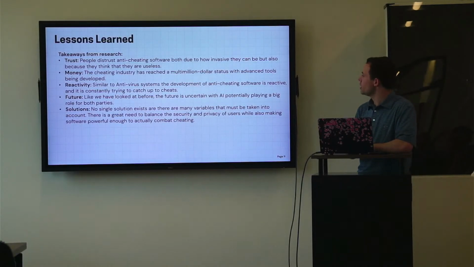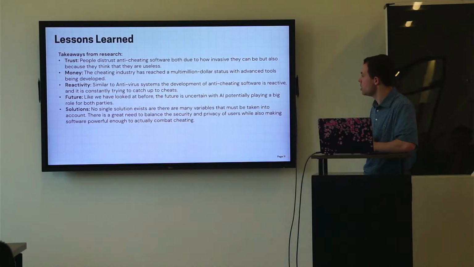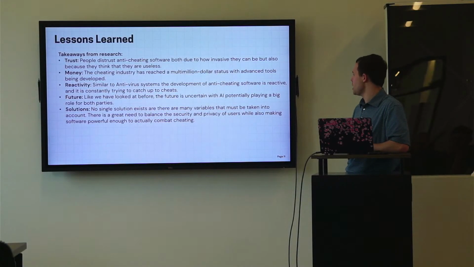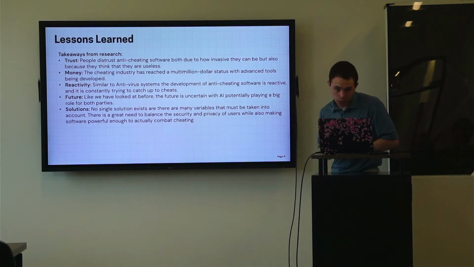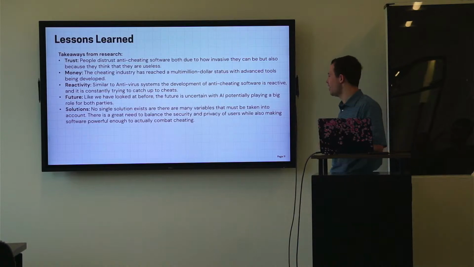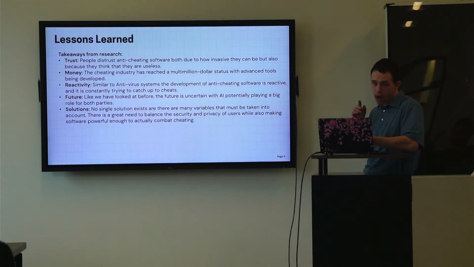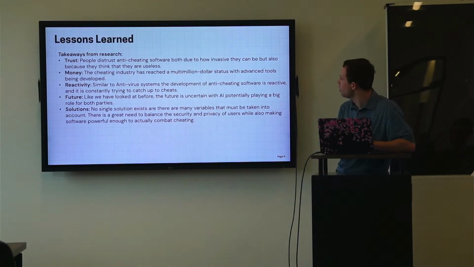Reactivity: similar to antivirus systems, the development of anti-cheating software is reactive, so it is constantly trying to adapt and evolve to catch up with the cheaters. The future is very uncertain, with the advancement of AI technology potentially playing a huge role. Solutions: there is no single solution. There are many variables that must be taken into account. There's a great need to balance the security and privacy of users, while also making the software actually work and powerful enough to combat cheating.